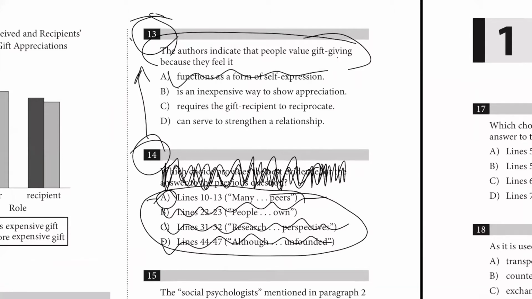A is not correct. Is an inexpensive way to show appreciation. It doesn't talk about an expensive way, and actually evidence the contrary. Gift givers spend more money than the actual recipient. B is incorrect. C, it requires a gift recipient to reciprocate. No, it doesn't talk about reciprocation at all. The answer here is going to be D. Can serve to strengthen a relationship.